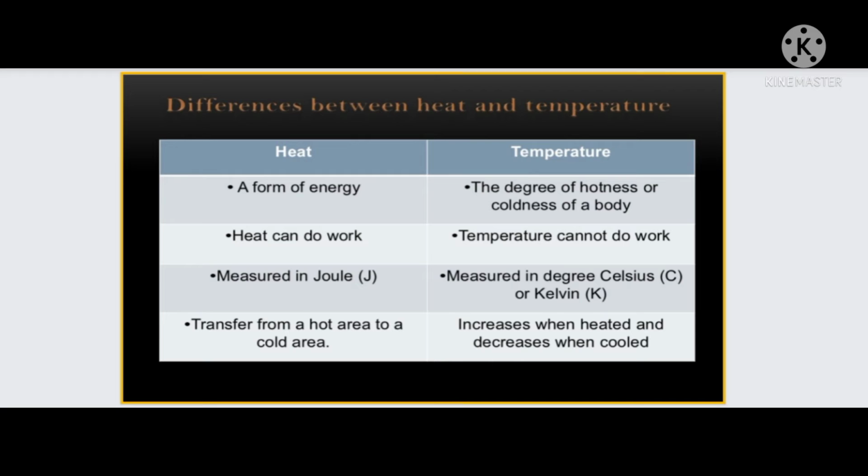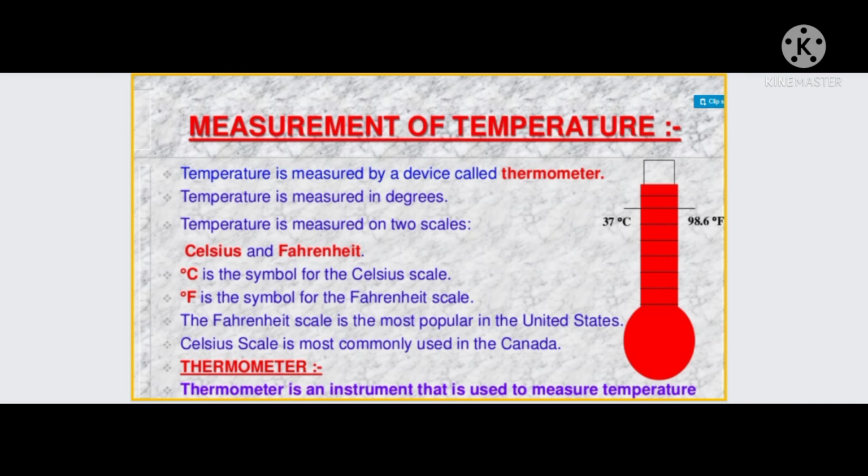Now let us discuss the measurement of temperature. Temperature is measured by a device called a thermometer. Temperature is measured in degrees and on two scales. One is Celsius and the second is Fahrenheit. Degree C is the symbol for the Celsius scale and degree F is the symbol of the Fahrenheit scale. The Fahrenheit scale is the most popular in the United States. The Celsius scale is most commonly used in Canada.